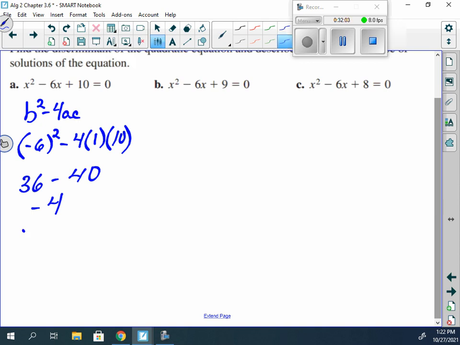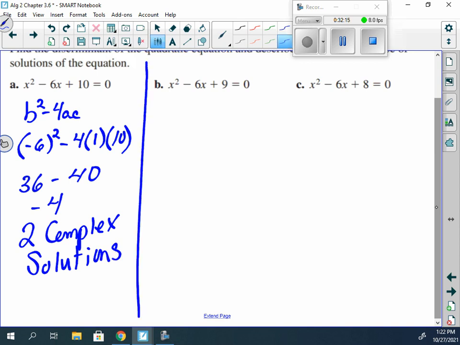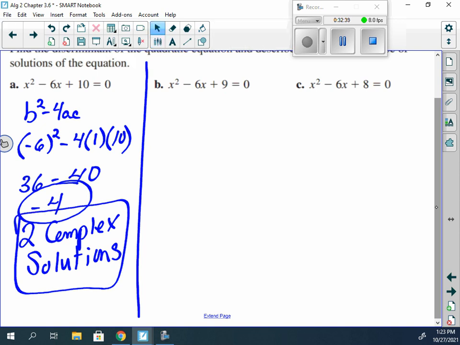So we would have what? Two complex or imaginary solutions. And then from there, we could go and find out what the actual solutions are, what the answer is from there. But are there any questions on finding what the discriminant is and what kind of answers we will have? We're ready to look at the next one.